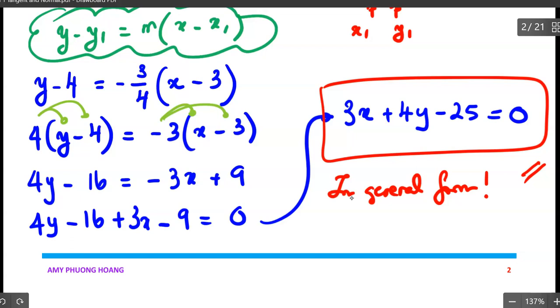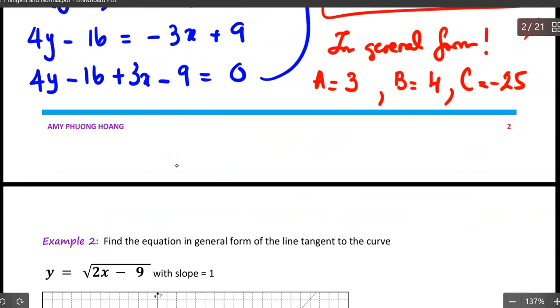As required. So what is A? A should be equal to 3, B equal to 4, and C is equal to negative 25, as indicated in here. So this form is always required. We make sure that we simplify our equation, and we need to write it in general form. So let's move on to our next question.